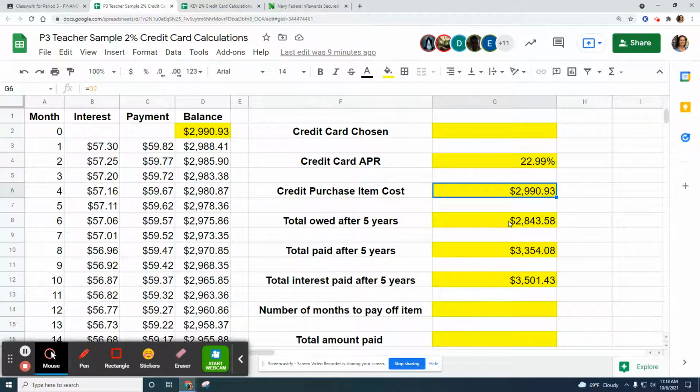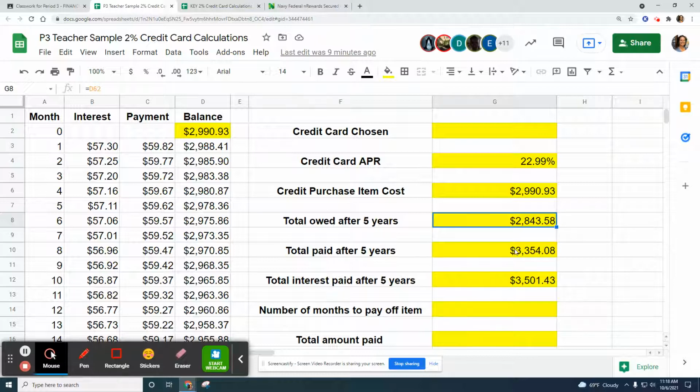Please move down to G8. You should have equals D62. Question: what if even on the Discover card rate, it's still going up? At the 22.99, yeah, it's going down. Mine's going up. Then I need to come look at it.